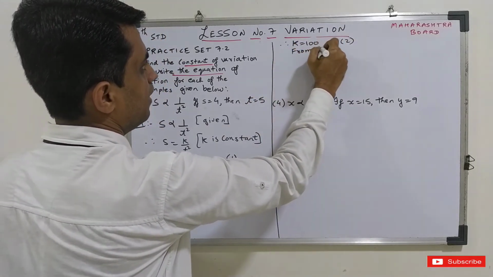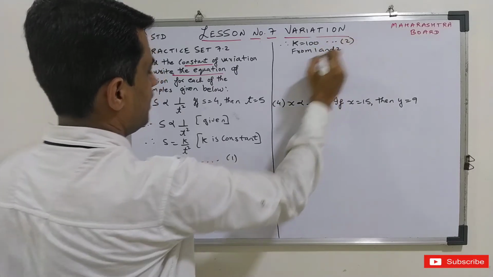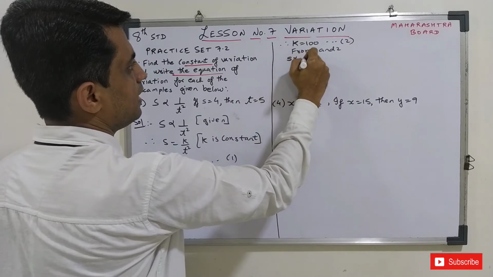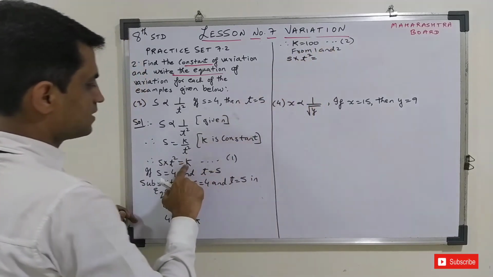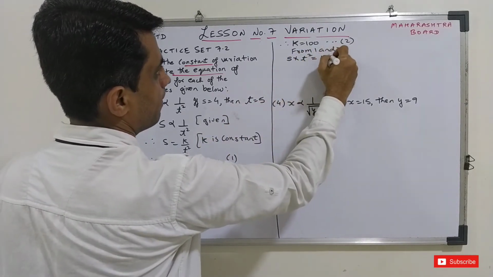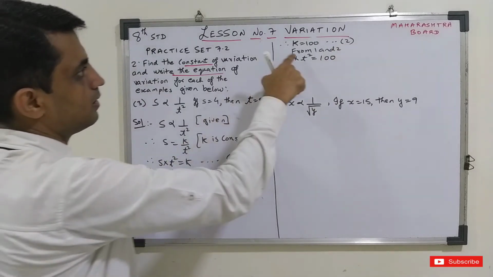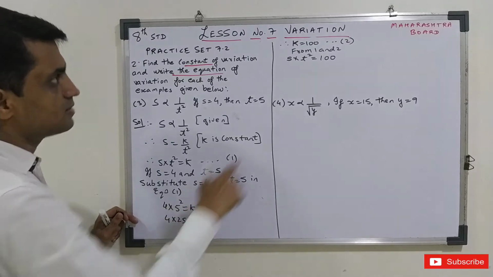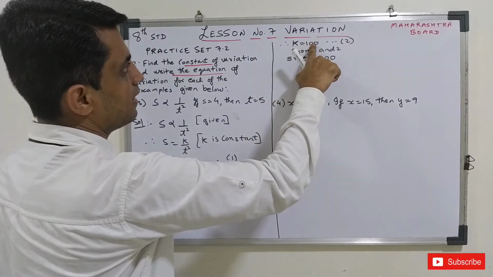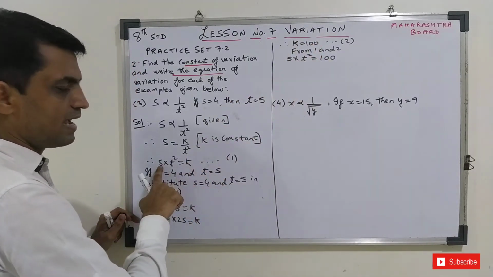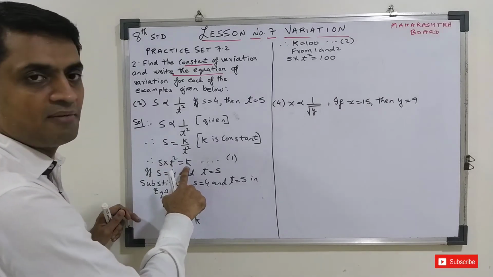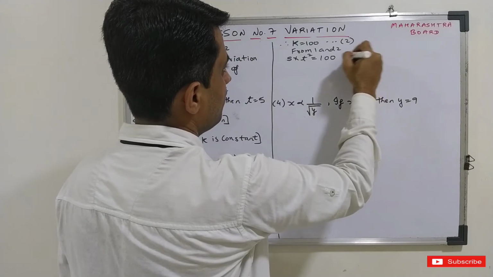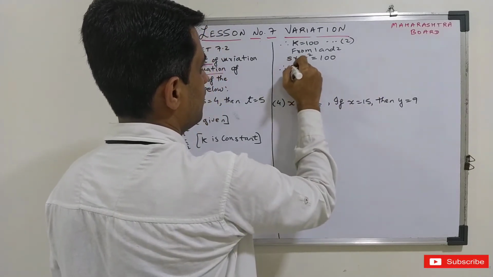So from 1 and 2, what will you get? S into t square is equal to what? 100. From 1 and 2, it means the value of k is 100. This we have written here. So we got S into t square is equal to k. K means 100. This is called the equation of the variation.